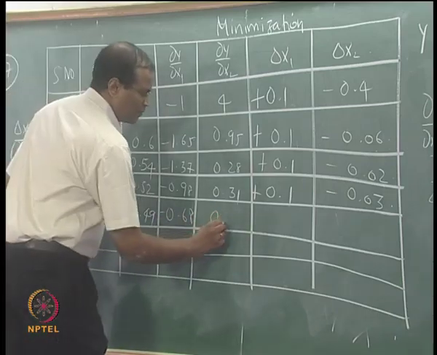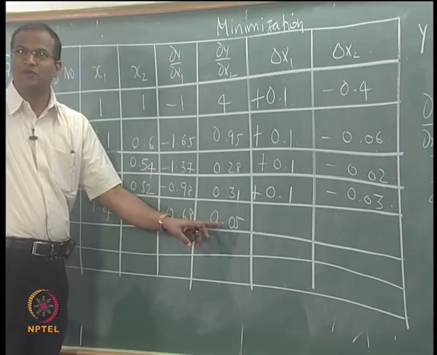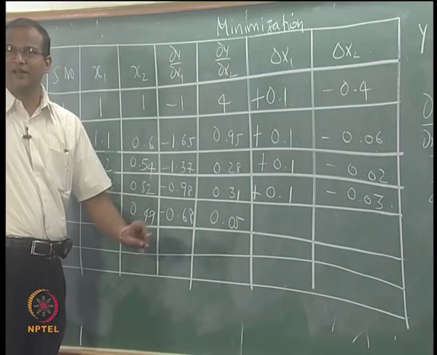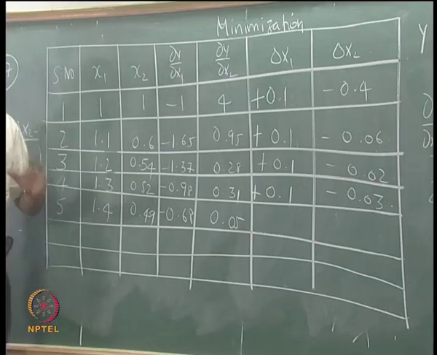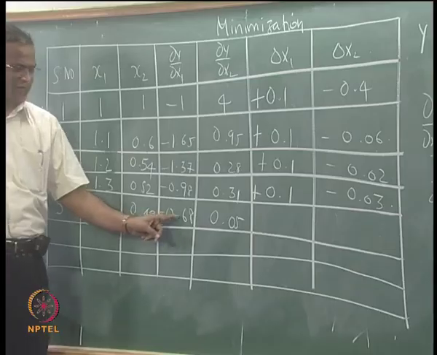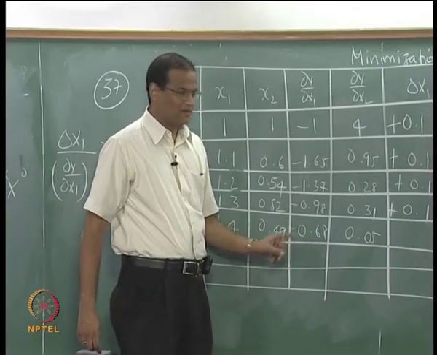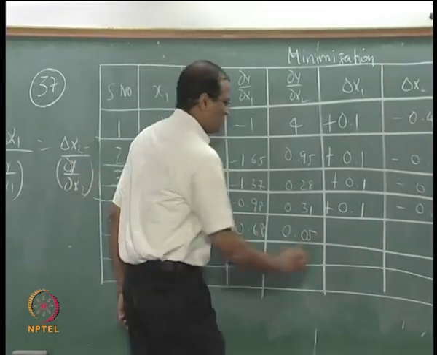0.05. Hey, what does it tell you? dy by dx2 is 0.05. We are very close. But we can't go home because this fellow has not become close to 0. We will stay with 0.1.